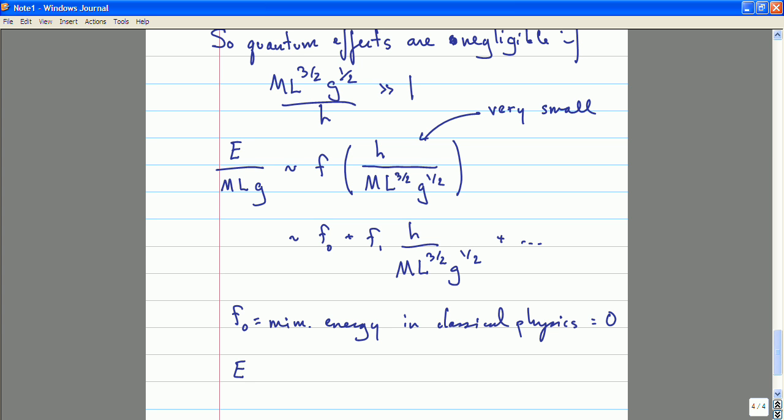So I'll multiply both sides by mLg, and we find that the minimum energy of the pendulum is h times the square root of g over L, times something that's of order 1. That's why I write a little squiggly line instead of an equals. And indeed, this is true.